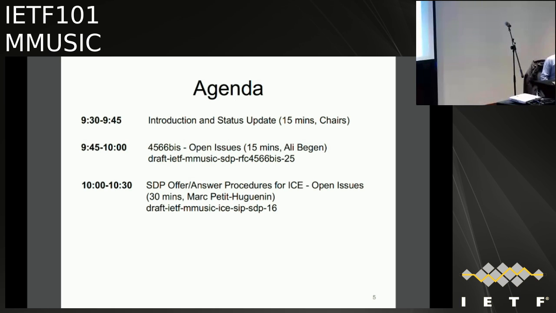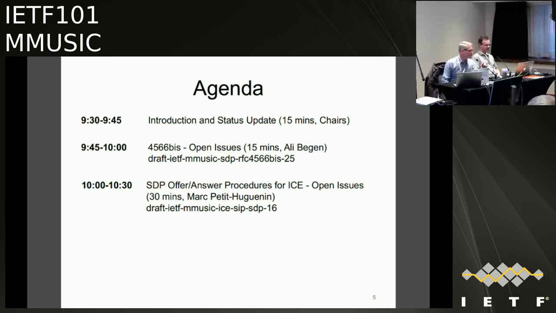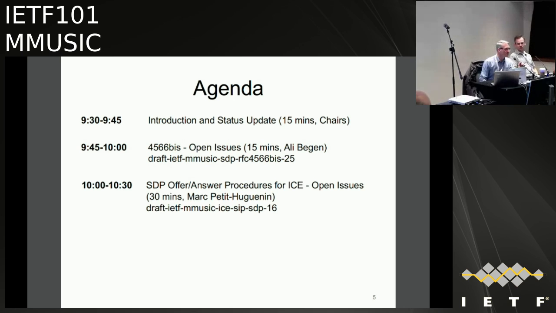This is today's agenda. It's reasonably short. We have two documents being discussed today. It's the Session Description Protocol, the 4566bis, a few open issues, and a short presentation on status for the SDP offer/answer procedures for ICE. Anyone wishing to bash that agenda?